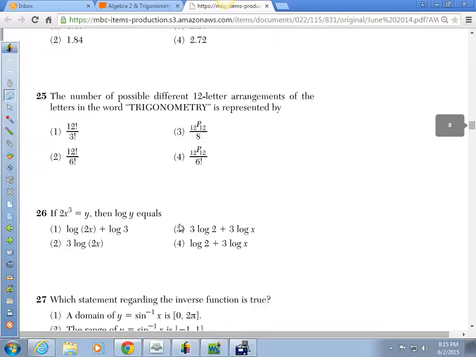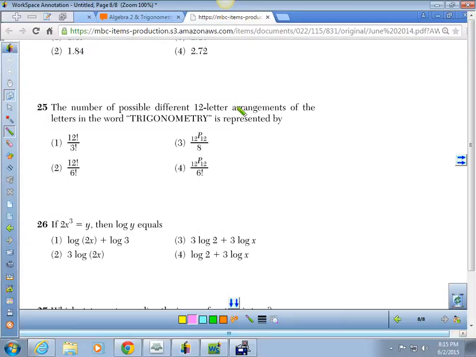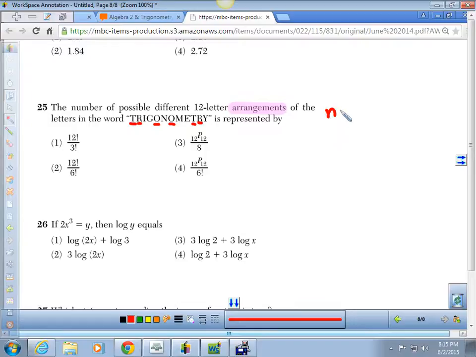Okay. We just recently saw this one, arrangements. Does order matter with an arrangement? Yes, this is not a combination, this is a permutation. But notice, we've got letters that repeat. What is that formula for us? N factorial over R factorial. How many letters does trigonometry have? 12, so 12 factorial. What letters are being repeated? T's. And how many T's do we have? 2. So a 2 factorial for the T's.